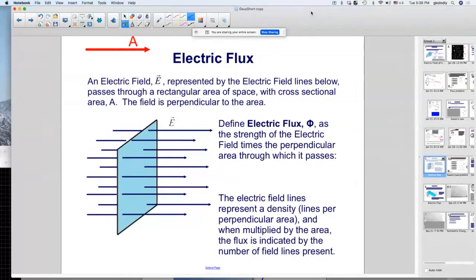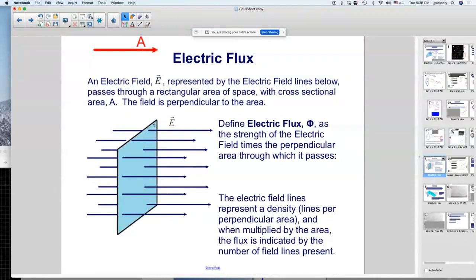But let's back up. If there is an electric field anywhere, and let's say there's an electric field here going from left to right. It's a constant electric field. And I have here, let's say, a square. Now, besides a square, I could have any figure here, like a circle. And I hold it sort of sideways to the electric field. This vector here, which I call A, is a vector that represents the area of what I'm holding here. It's perpendicular to this square. And the electric field is in the same direction as that square. All right? So we define electric flux as the strength of the electric field times the perpendicular area through which it passes.